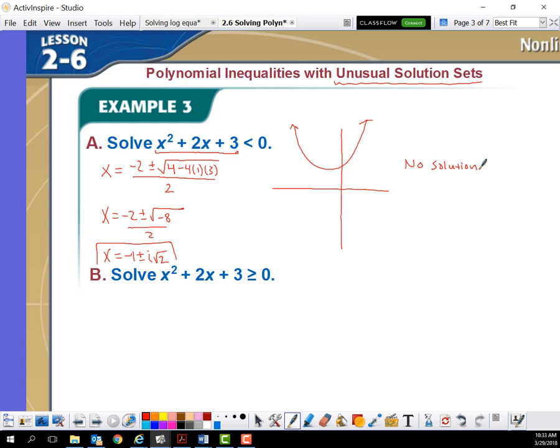But see what happens when we switch to B. We can actually change that. So now we've changed it to greater than or equal to 0. And if you use this same graph, you see, well, it's actually always greater than or equal to 0. So here we would say all real numbers, or we would write it in interval notation, negative infinity to positive infinity. Okay?